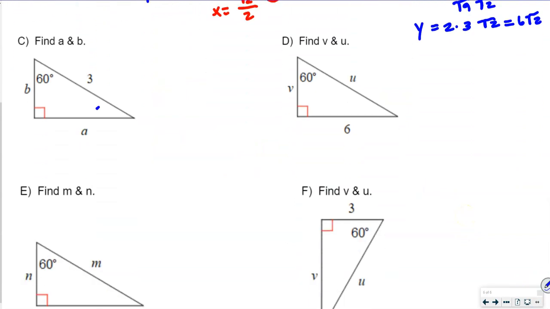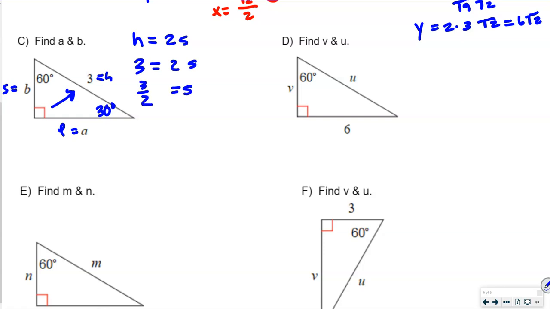So here again, we're missing this angle, our 30-degree angle. So we got to find that first. This is our hypotenuse, right? This is the short leg, opposite the 30-degree angle. This is our long leg because it's opposite the 60-degree angle. So we have our h. We're going to use that formula. H equals 2 times the short leg. So that means h, we're going to put the 3 there, sorry. 3 is equal to 2 times the short leg. So the short leg is going to be equal to 3 divided by 2, right?